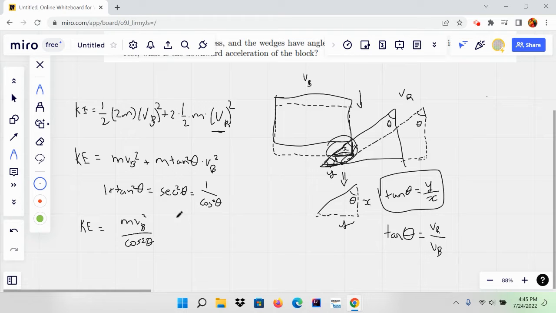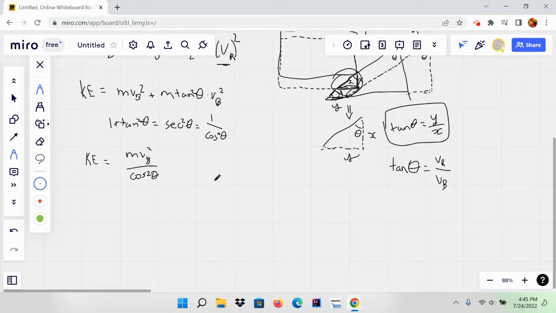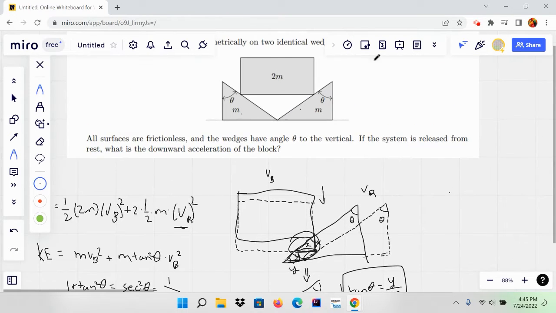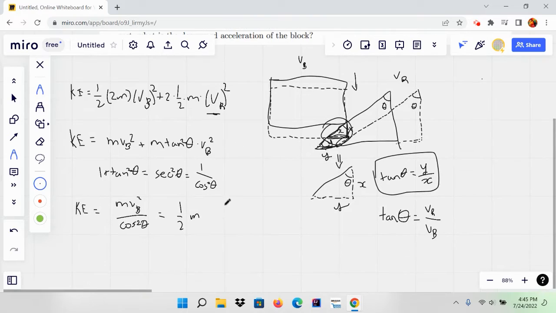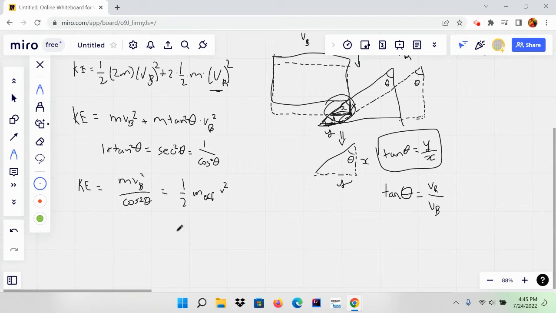But if you wanted to go further, you know that this is the same thing as a block. We can basically model this entire system as one block with some effective mass, m_eff. So the way we do this is let's say that this entire kinetic energy can be modeled by some block that's just falling down. So this has an effective mass m_eff times v squared. And so in this case, m effective is going to be equal to m over cosine squared theta.